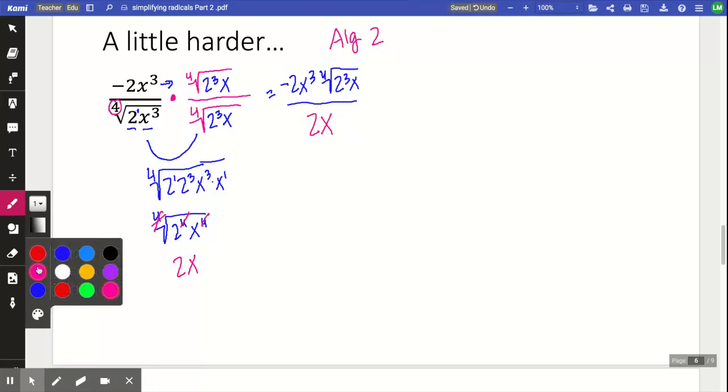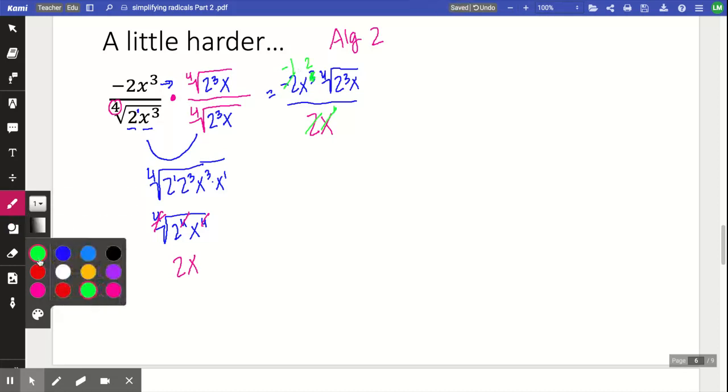Now, are we done? No. We have the same base on top and on the bottom. We have x to the third on top, x to the first on the bottom. I have 2 more x's on top, so I can cross that out and just write x squared. I also have a negative 2 on top, 2 on the bottom. I can cross that out and just write negative 1.